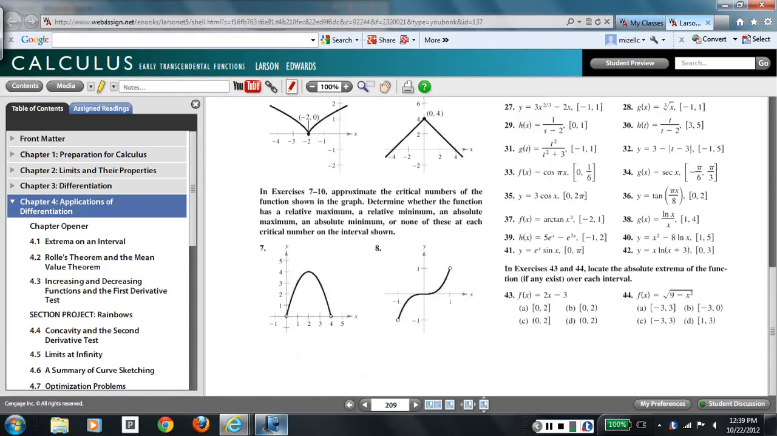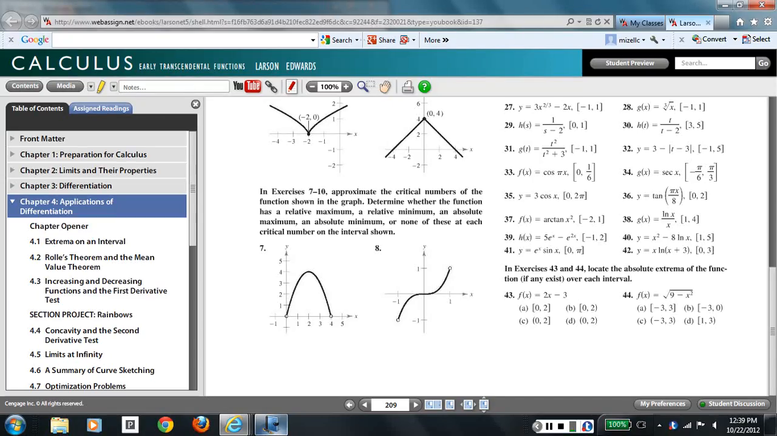Locate the absolute extrema of the function on these not necessarily closed intervals. In fact, for 43 and 44, we're guaranteed that they exist because these functions, I believe, are continuous on these closed intervals. But if we lose an endpoint, then it might be that we lose a maximum, or we lose a minimum, or maybe we lose both.